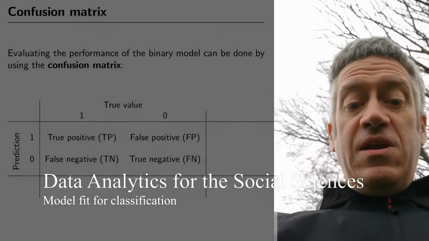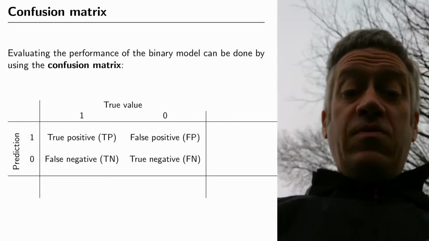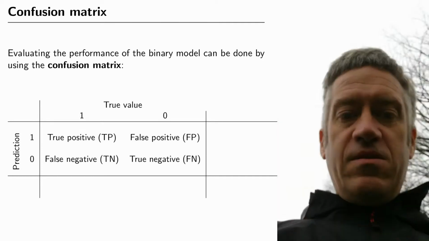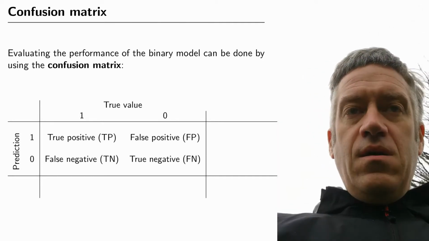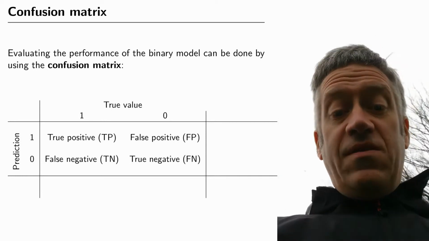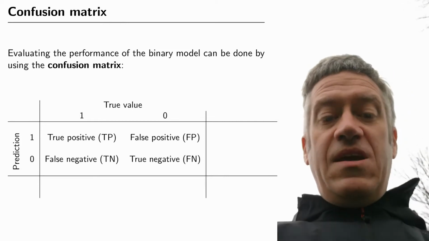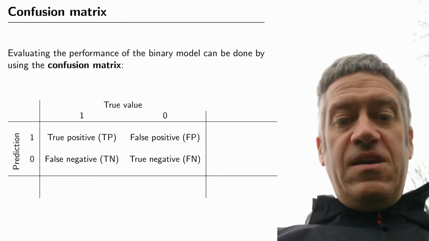So when we talked about linear regression, we talked about R squared, being the proportion of the variation in y that is explained by the x variables. In logistic regression, we don't really have the equivalent, or in LDA. So how can we see whether the model fits the data well?